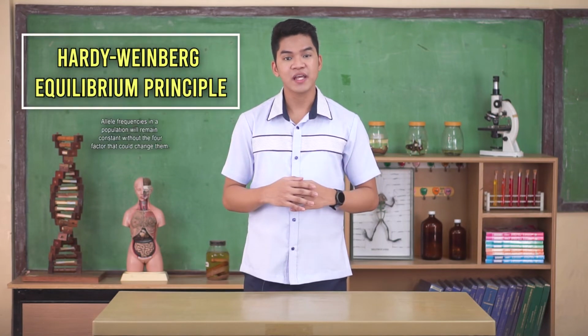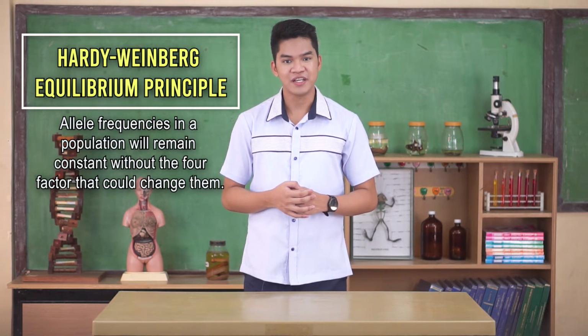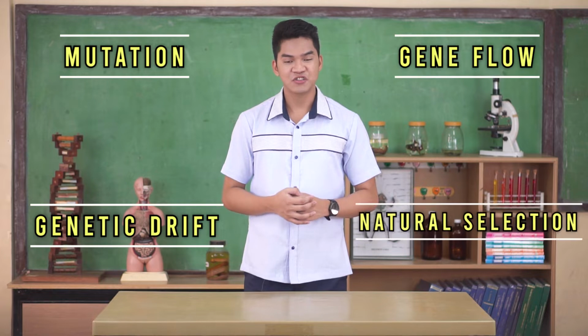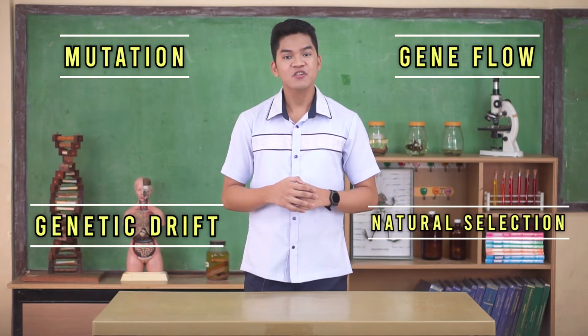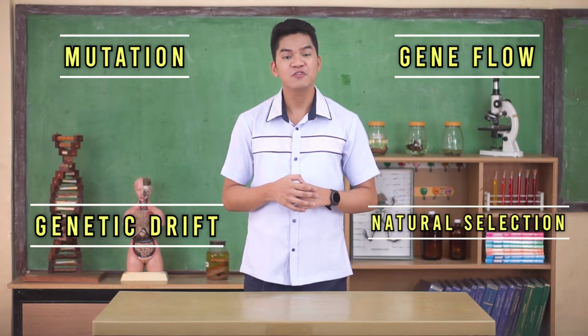According to the Hardy-Weinberg equilibrium principle, allele frequencies in a population will remain constant without the four factors that could change them. These factors are mutation, genetic drift, gene flow, and natural selection. These are the four key mechanisms that cause a population to exhibit a change from one generation to the next.